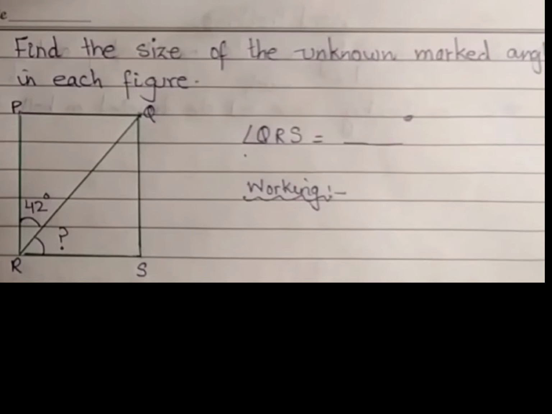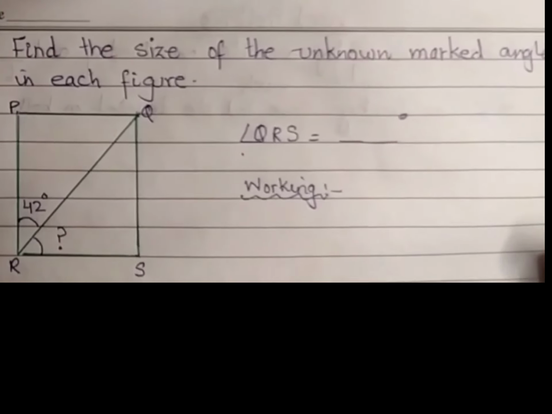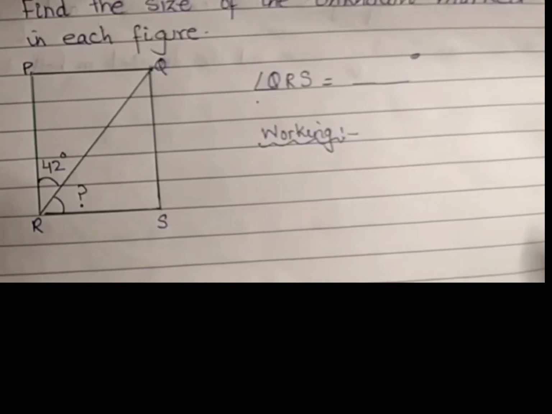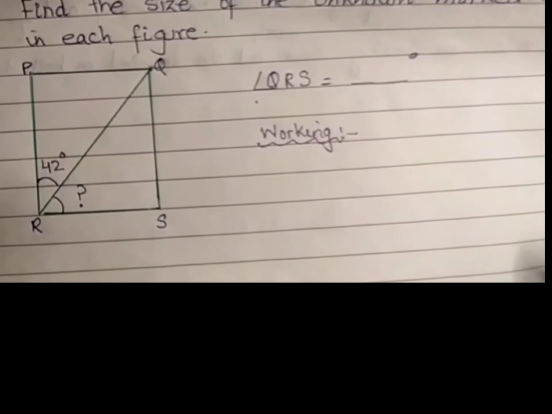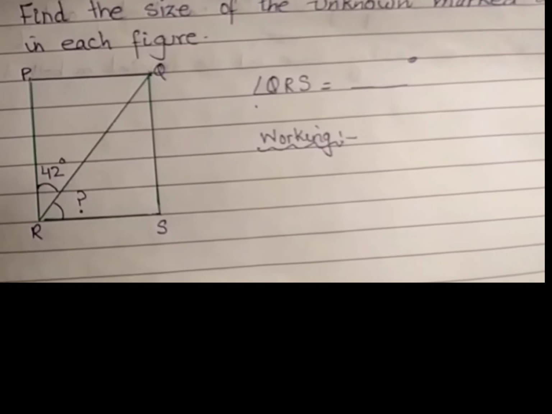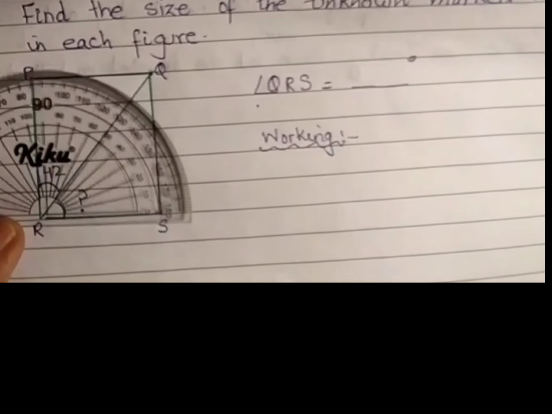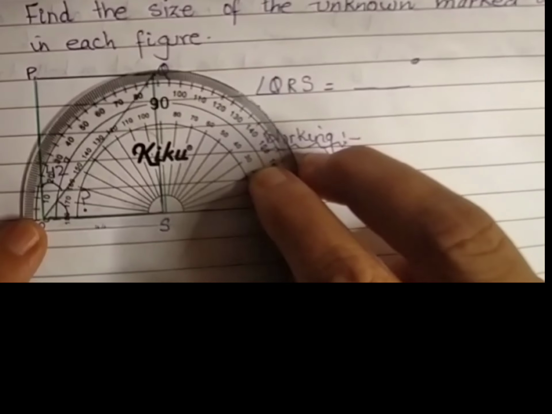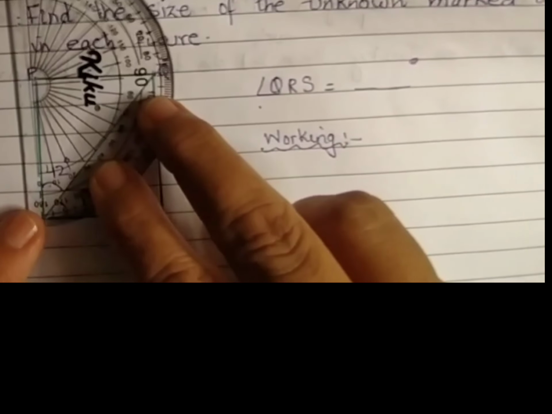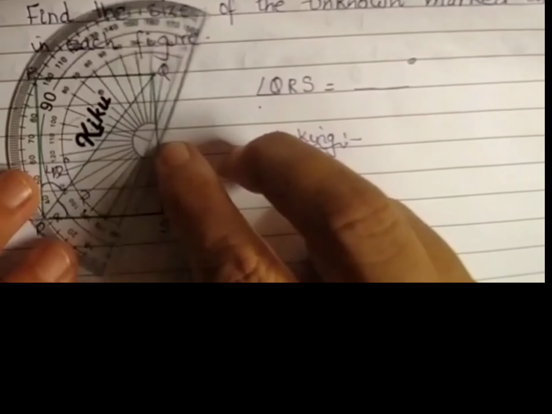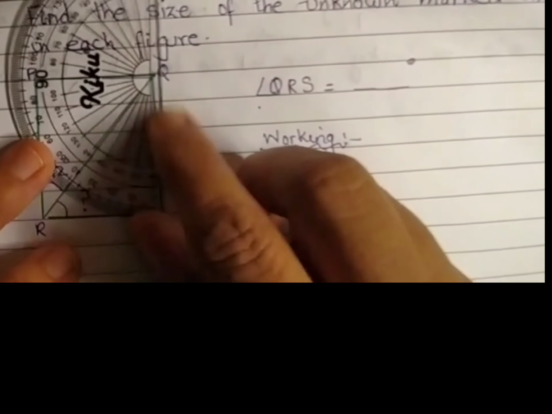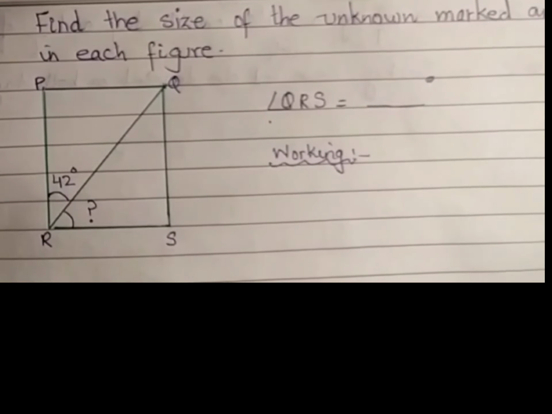Alright, students, here we have a question. Find the size of the unknown marked angles in each figure. You have a very good idea that whenever you see a rectangle or a square, all the corners are 90 degrees. I have just to show you a protractor here, and you can see there's a 90 degree angle here, and here. If you put your protractor this way, you still see a 90 coming here. Be it any side, you will always see a 90 degree. All the corners are 90 degrees.